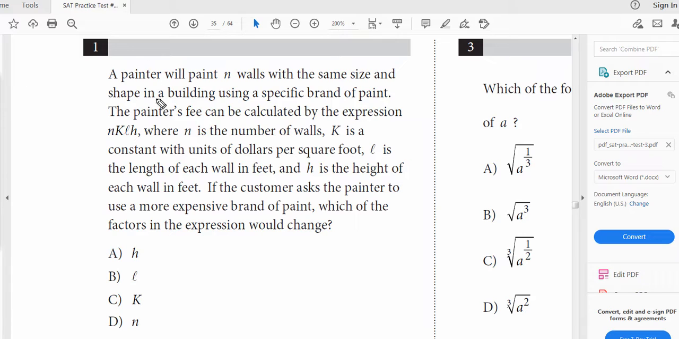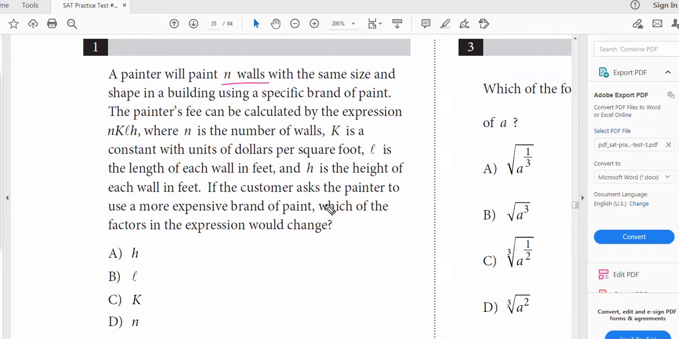Alright, so here we have a question that says a painter will paint n walls with the same size and shape in a building using a specific brand of paint. The painter's fee can be calculated by the expression NKLH, where n is the number of walls, k is a constant with the unit of dollars per square foot, L is the length of each wall in feet, and H is the height of each wall in feet. If the customer asks the painter to use a more expensive brand of paint, which of the factors in the expression would change?